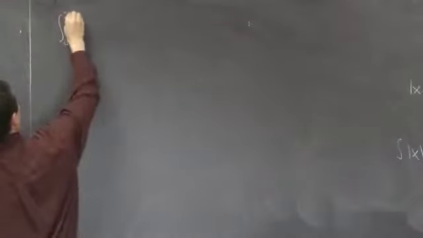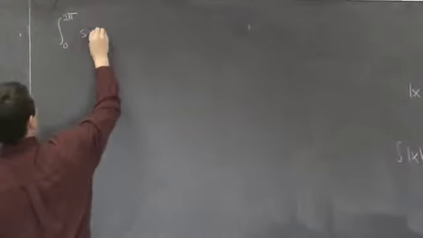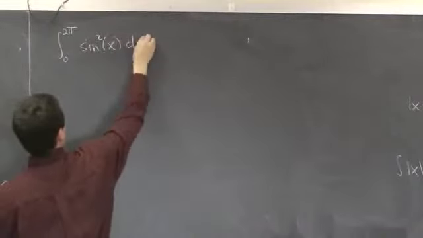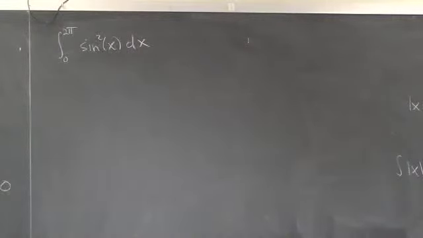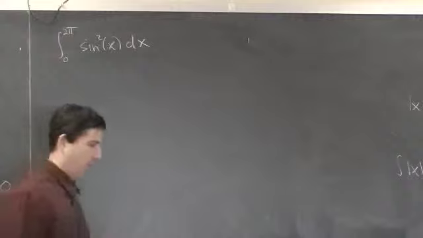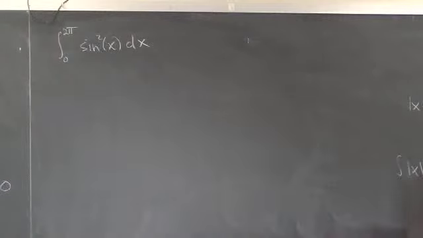Let's say we're going to go from 0 to 2 pi of sine squared x dx. It's already far more complicated than anything we've done, it would seem, anyway. If we just want to evaluate this using the fundamental theorem, then we would need to find an antiderivative for sine squared.